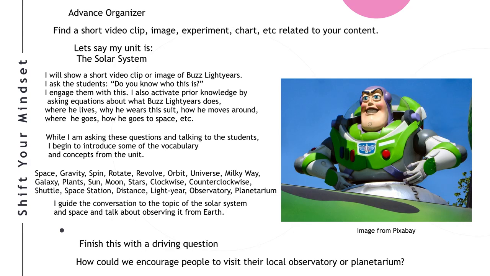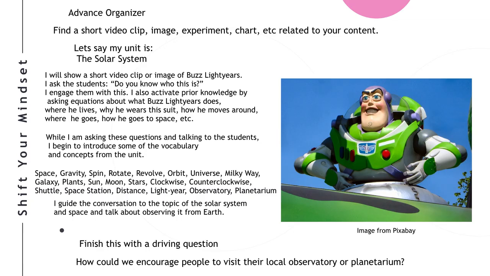I would ask, do you know who this is? I would start asking about where he lives, what he wears, how he moves around, where he goes, how he gets to space, what's life like in space, and start introducing some of the words from that vocabulary box. Some of the words will be words that the kids already know, but some of the words will also be new, or even the concepts of how they're being used, especially when we talk about the solar system, what is rotating or orbiting or spinning around what and which direction is it going.